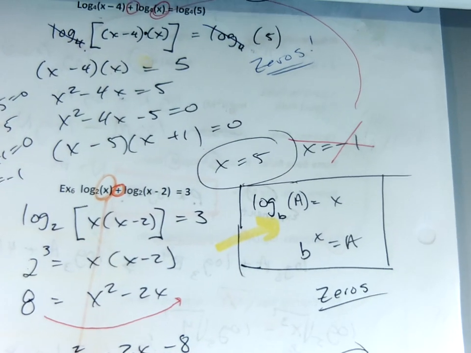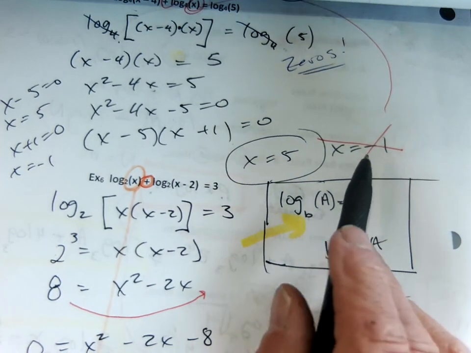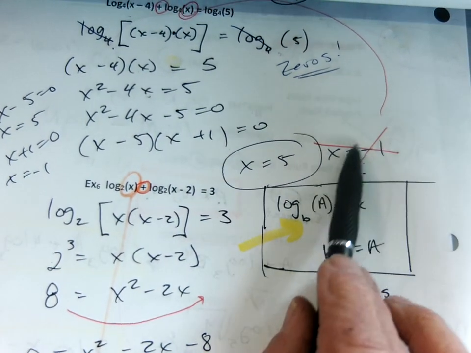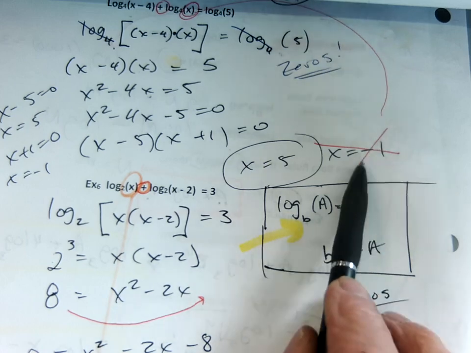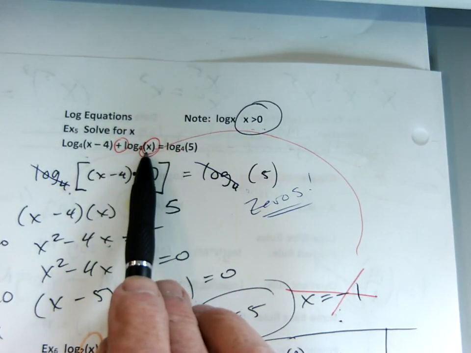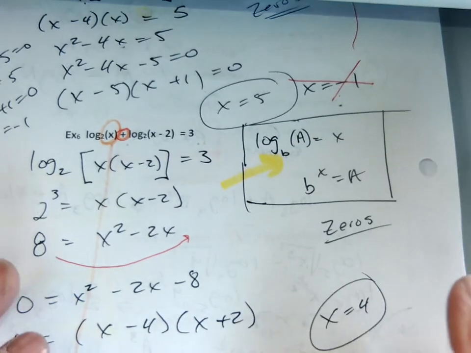Now, that looks great, except we did say that the x values have to be greater than 0, so we threw out the negative 1 because it's undefined. You can't have log of negative 1, okay? You can't. Example 6 is a little bit different.